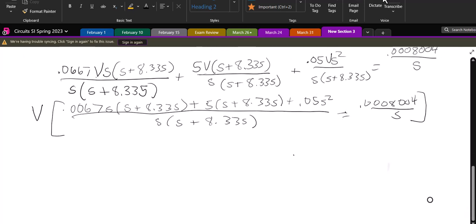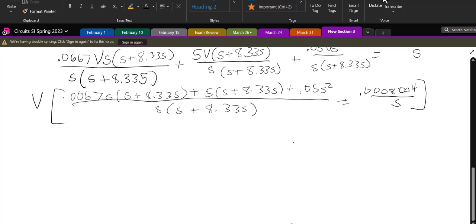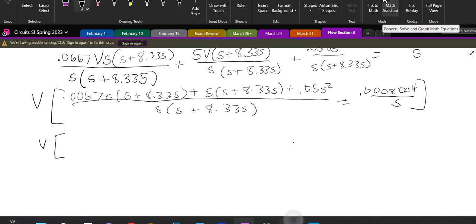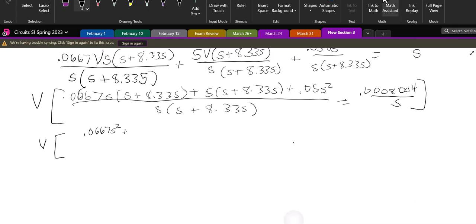Okay, so I've restarted the computer, so maybe things will work a little better. Alright, so now let's see if we can do our simplification up on top. This is supposed to be 0.0667s. So 0.0667s times s is 0.0667s squared. And then I also have a 0.05s squared right there.